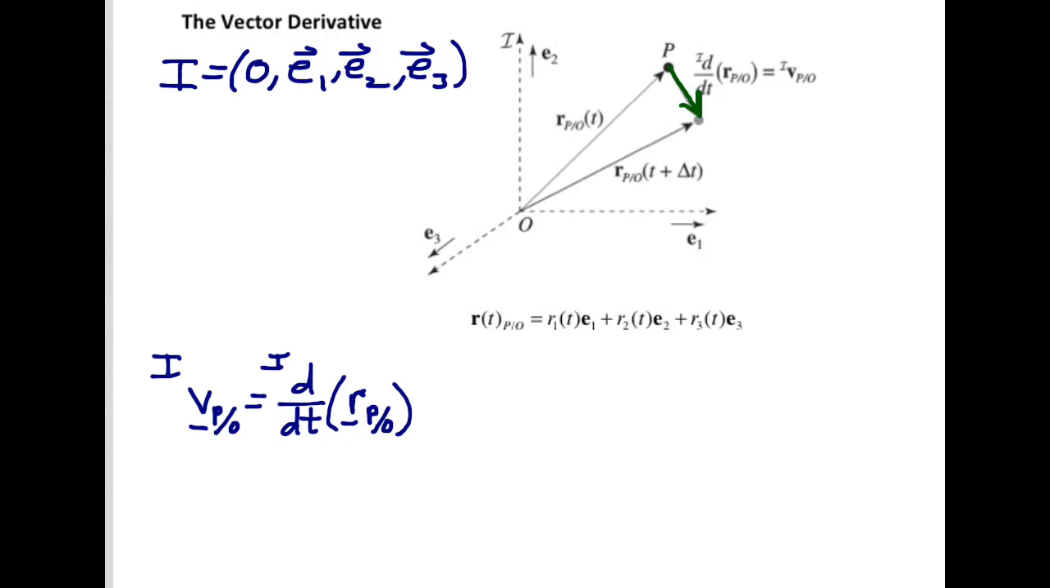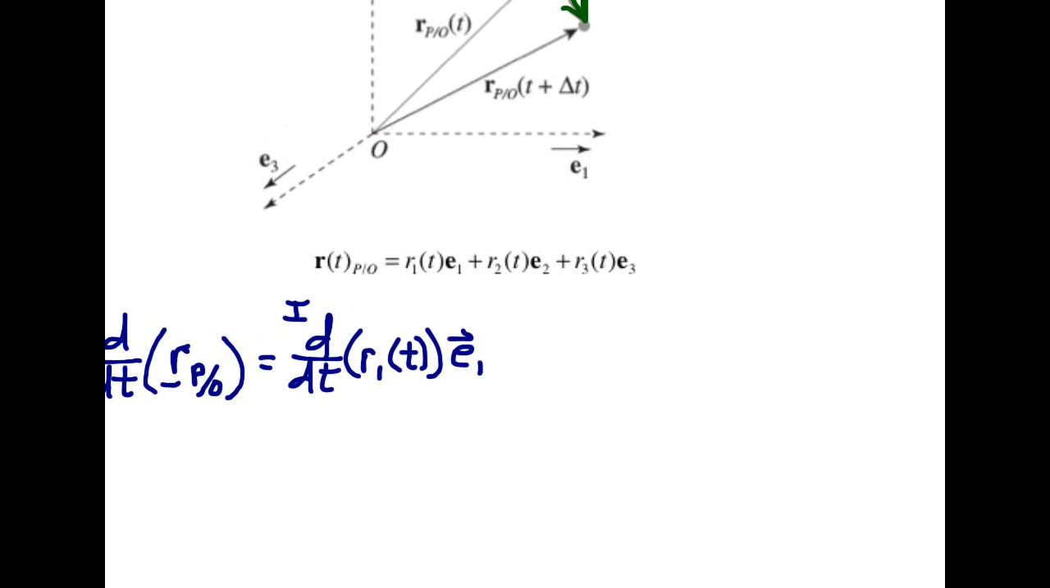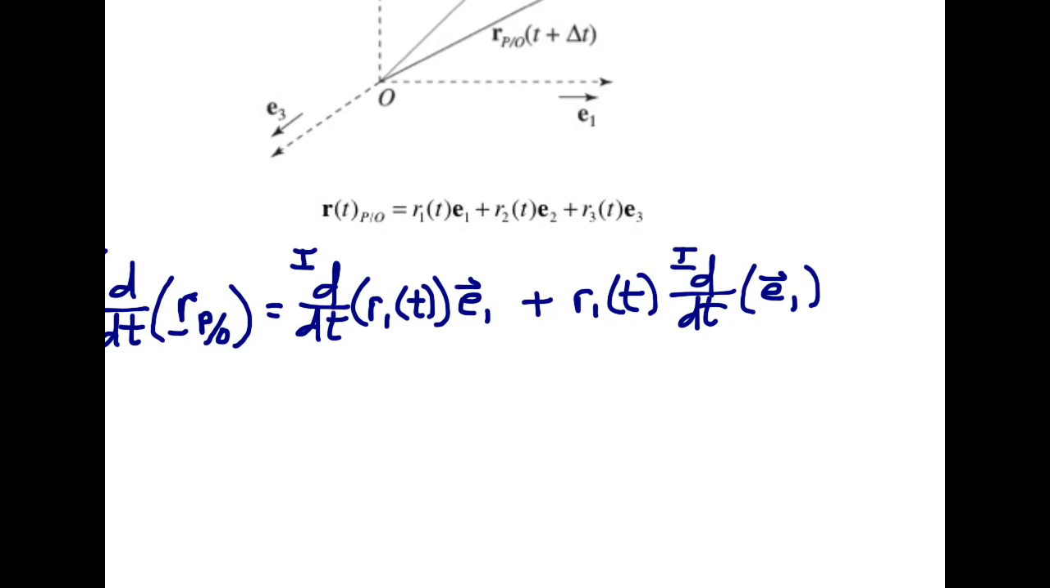And so using the chain rule, this is pretty easy to write out, in which we say it's going to be d/dt, as observed in the inertial reference frame, of the scalar r1 as a function of time multiplied times the basis vector e sub 1, and then we need to have the next part of the chain rule, which is going to be that scalar r1 as a function of t multiplied times the time derivative, as observed in the inertial reference frame, of the basis vector e sub 1. So that takes care of this term, applying the chain rule.